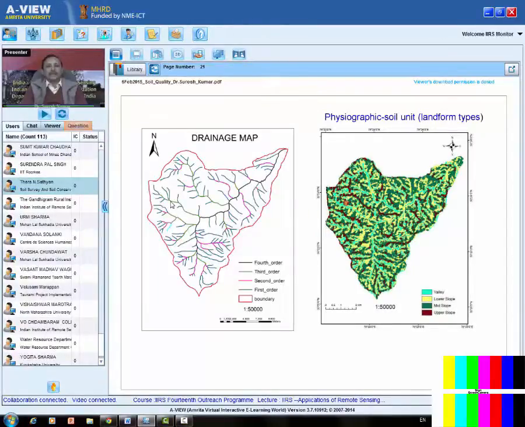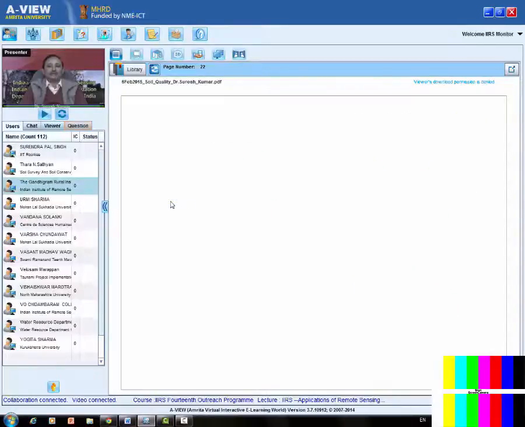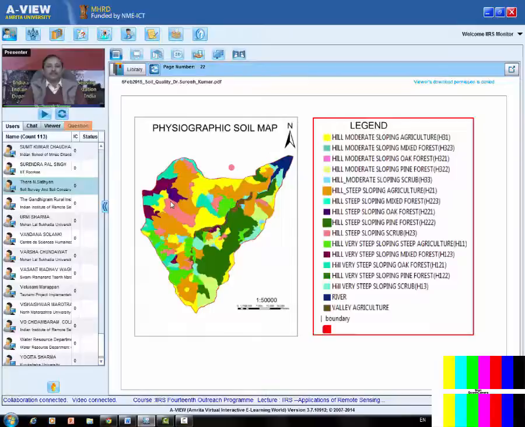This is the drainage map of that area, and you see I can generate the landform map with the help of the digital elevation model. This cyan color is showing the valley, so these are the valley areas. This yellow color is showing the lower slope, then mid slope and higher slope. So I want to study the soil quality in valley, lower slope or mid slope. Then I told you where to take the soil sample in your area.